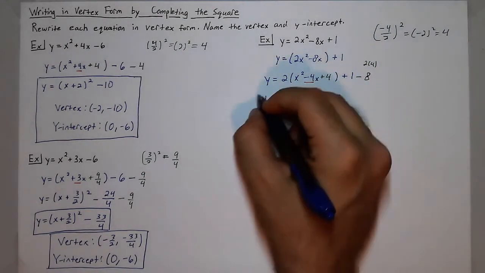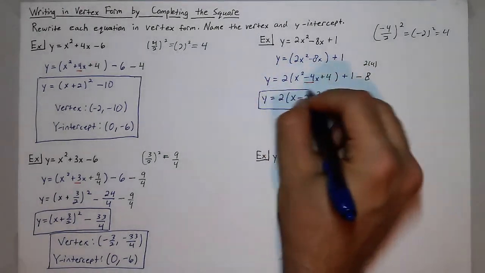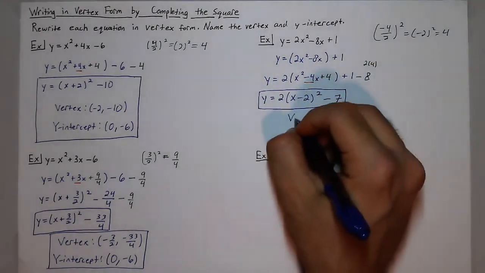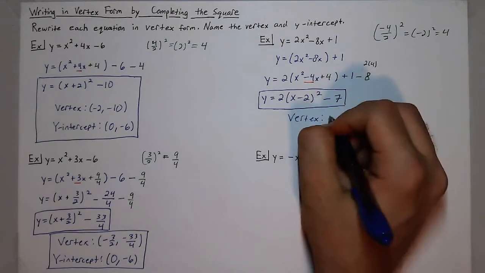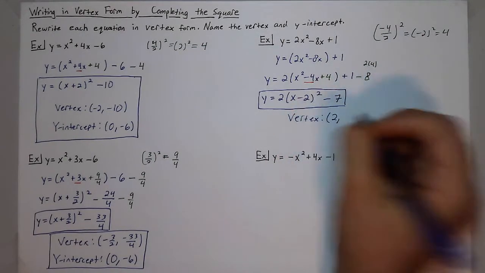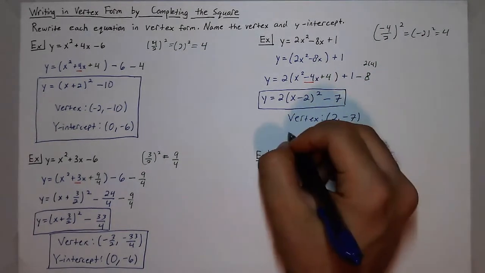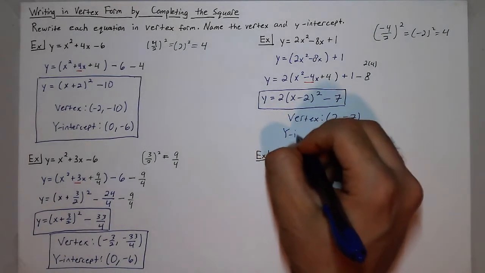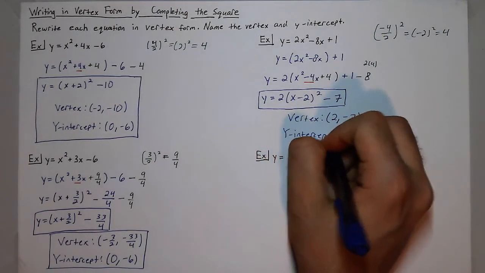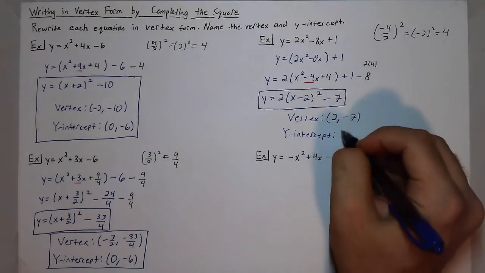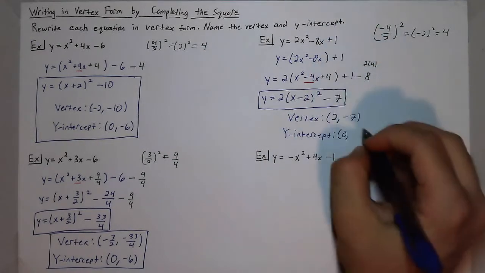And so there's my vertex form. And my vertex will be 2, comma, negative 7. And my y-intercept will be 0, comma, 1 from my standard form.